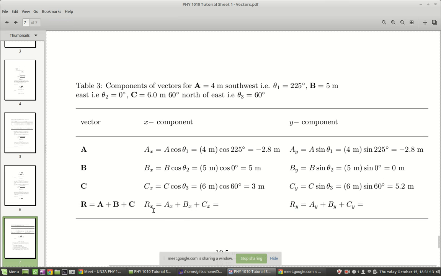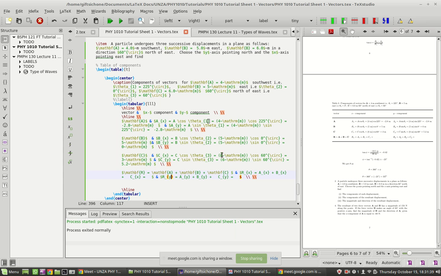So for us to get Rx, the x component of the resultant, we need to add the x components of these which are being added. Ax plus Bx plus Cx. Is that clear? You add the x components together, you add the y components together. Is that clear? Yes, sir. Okay, so let's do that.